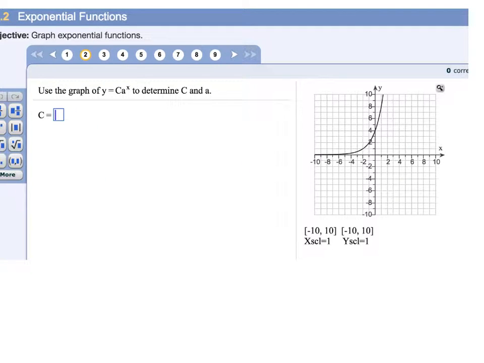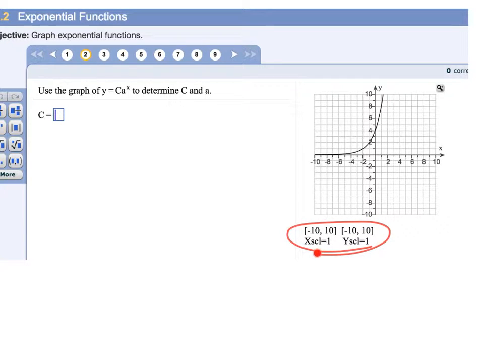So here I want to call to your attention this thing down here. So what are they saying? What does that mean? They're saying we want the graph to go from -10 to 10 on the x-axis. That's what this x is. And then from -10 to 10 on the y-axis.